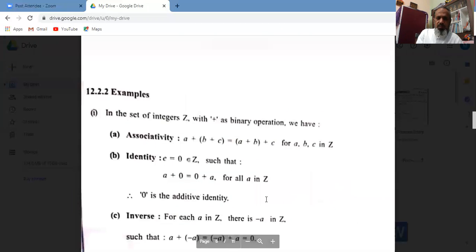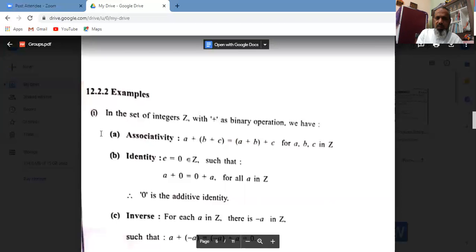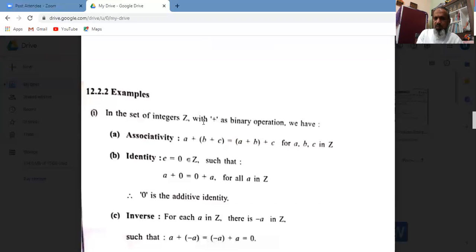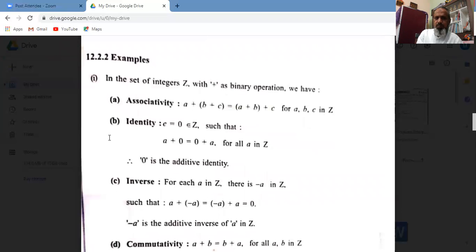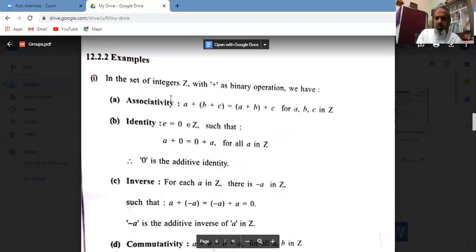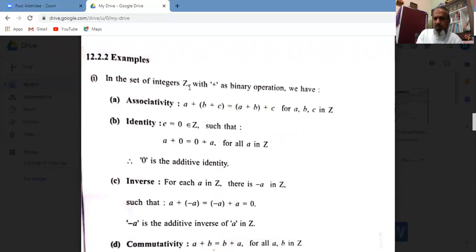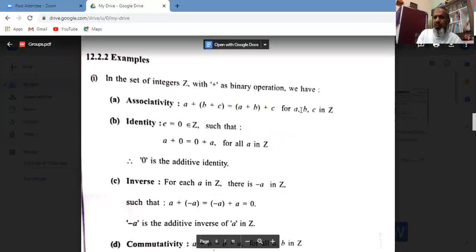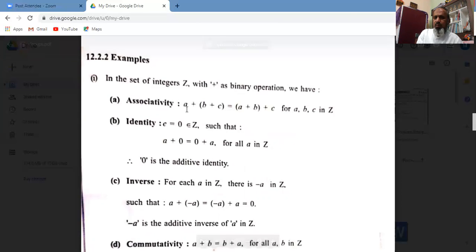So some of the examples: the set of integers with addition as a binary operation. We have, addition is a binary operation in Z, meaning the set of integers. If we take any two elements in Z, the sum of two integers is again an integer. So addition is the binary operation. So what about associativity with respect to addition? We have to take any three elements in Z, then A plus in brackets B plus C must be equal to in brackets A plus B plus C.